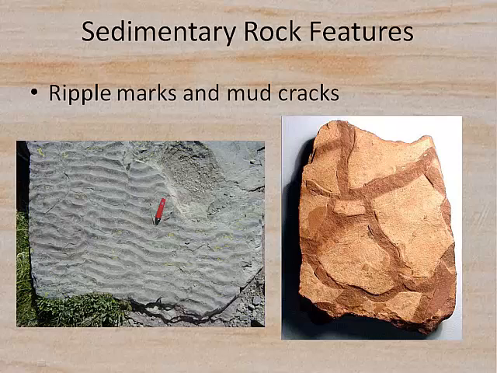And we can also find things like ripple marks and mud cracks in sedimentary rocks. This rock formed in a shallow sea long ago. As the water moved across the bottom of the sea, it caused these ripple marks. More sediments were laid down on top of them, and they were frozen in time. And these are some mud cracks.